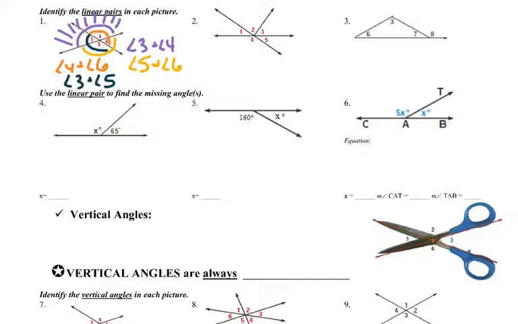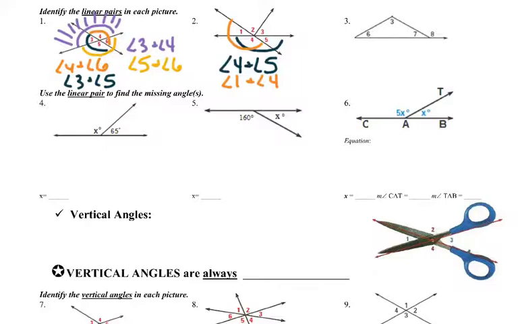This one here doesn't have as many. I see a linear pair right here. Do you see that one? Angle 4 and angle 5. Do you see any other linear pair? There's one more. You're right, angle 1 and angle 4. And it doesn't matter which way you say it, angle 1 and angle 4, angle 4 and angle 1, it's all good.